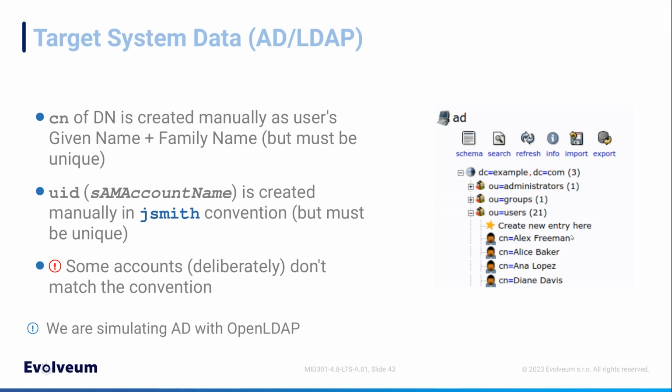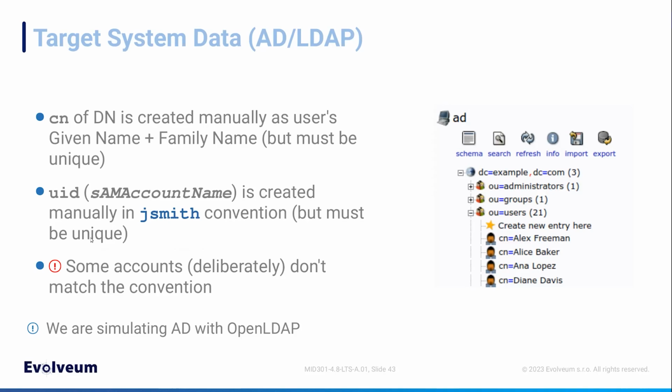For example, the distinguished name looks like the common standard in Active Directory, where we have the given name and family name. So this fictitious company is creating the CN part of the distinguished name as given name plus family name. But of course, this must be unique. So in case it is not, they would add something to the distinguished name, like number 2, for example. The UID, or account name if this were real Active Directory, is created again manually using the JSmith convention, but of course must be unique as well. So again, the administrators would add a number or something else to make it unique.